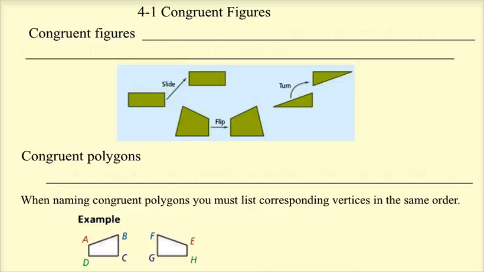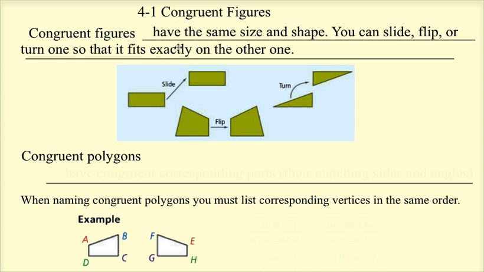This is lesson 4-1, congruent figures. Remember, the word congruent means that the lengths are the same. So congruent figures have the same size and the same shape. You can slide them, you can flip them, or turn them so that one of them fits exactly on the other.